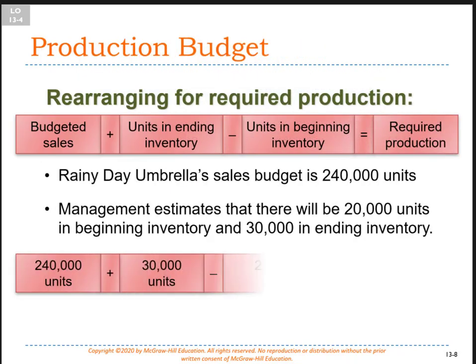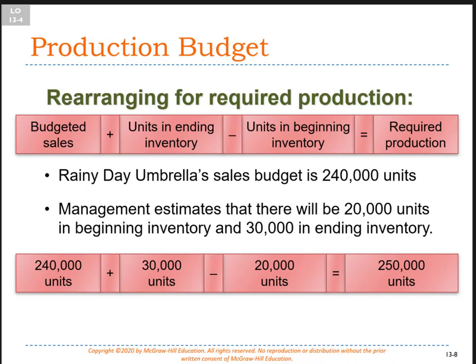Now, for our budget purposes, we're going to do budgeted sales plus our desired units in ending inventory, what we expect at the end of the accounting period, minus what we already have at the beginning, equals our required production. So there's our mathematical formula.